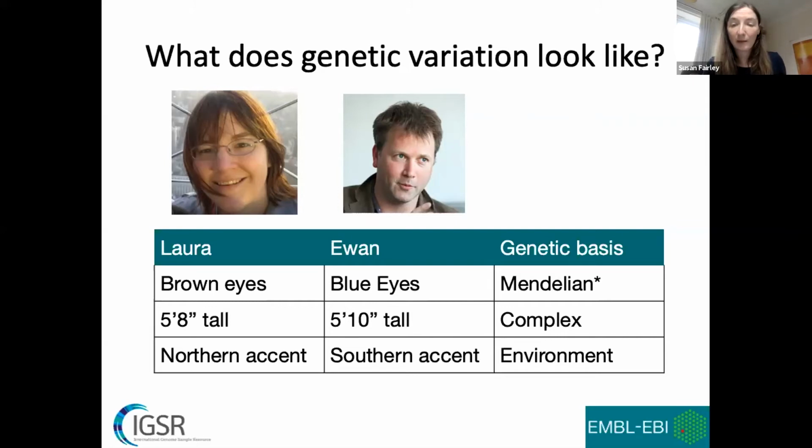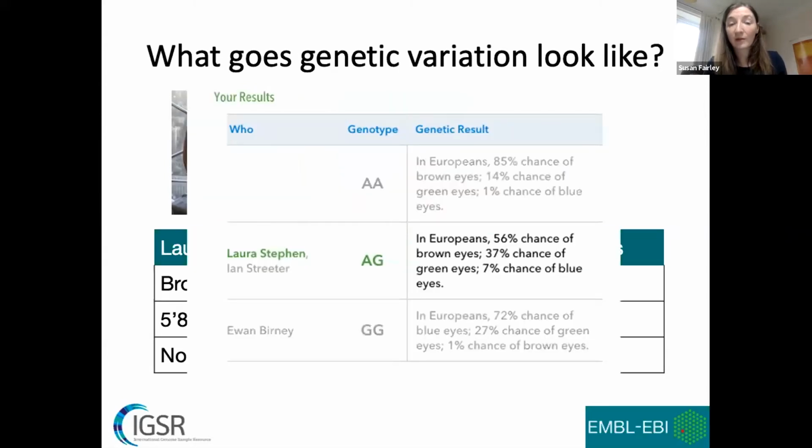This is looking at what we see as Laura and Ewan, and for these three different traits in terms of what we see when we look at them or interact with them and talk to them. But what about at a genetic level? So it so happens that Laura and Ewan have both had genetic testing done, and we can see that this is looking at the results for eye color, and we can see that, yeah, actually what we see with Laura and Ewan, it matches up with what we would expect based on their genetics.